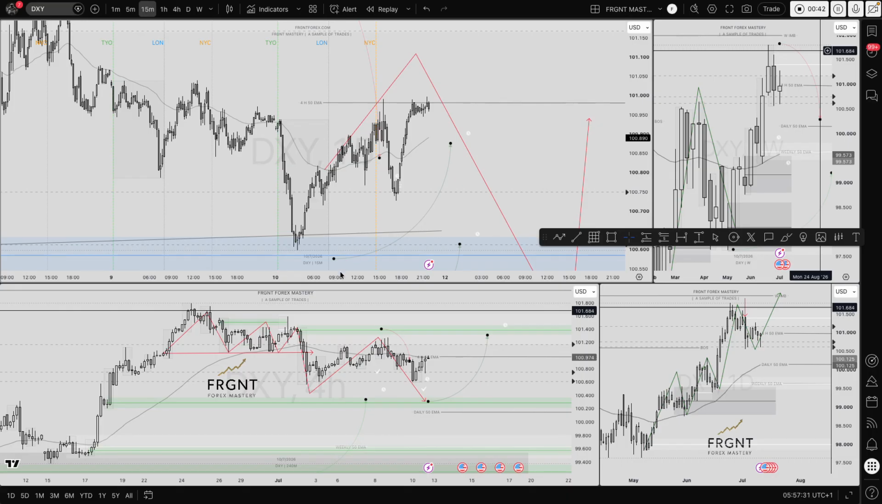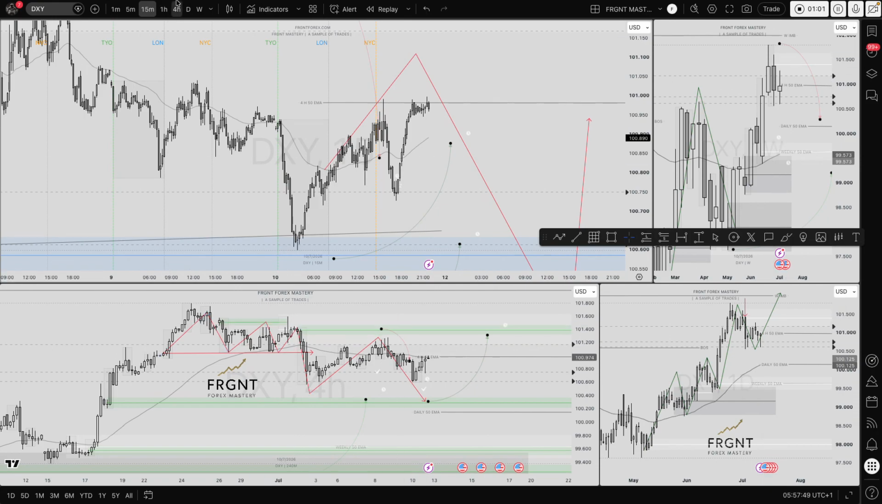Nevertheless, I will go through a little bit of a breakdown regarding those positions taken on Friday. We'll go over the reasons why, particularly the confluence on the DXY, and I will then clear my charts and prepare for the potentials for the week ahead. So let's get straight into that now.